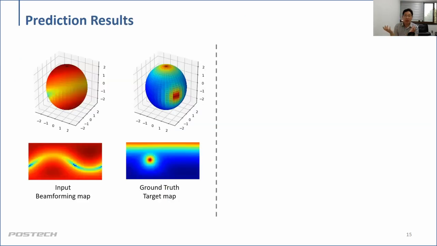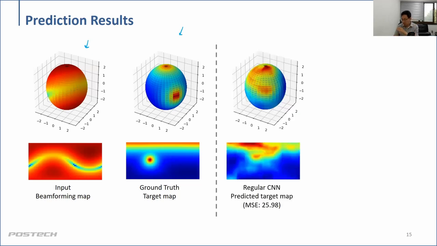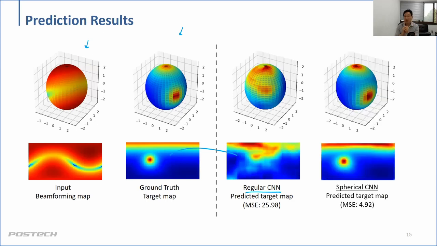And we implement the spherical convolutions instead of using the conventional way. Again, this is the beamforming map, and this is its ground truth. If you do regular CNNs, it's not that good, but as you expected. If you do spherical CNN, it's really pretty good. You can see that the ground truth and the predicted one pretty much match.